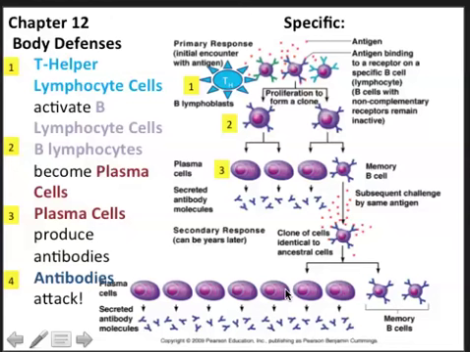And again, without the helper T cell, it would be very difficult for our adaptive immunity to keep us disease-free. This is one of the reasons why the AIDS virus is particularly damaging to the immune system, because it targets the helper T cell and essentially takes it out of commission so that it is incapable of stimulating the Bs and the cytotoxic Ts that would normally go out and fight the infection.